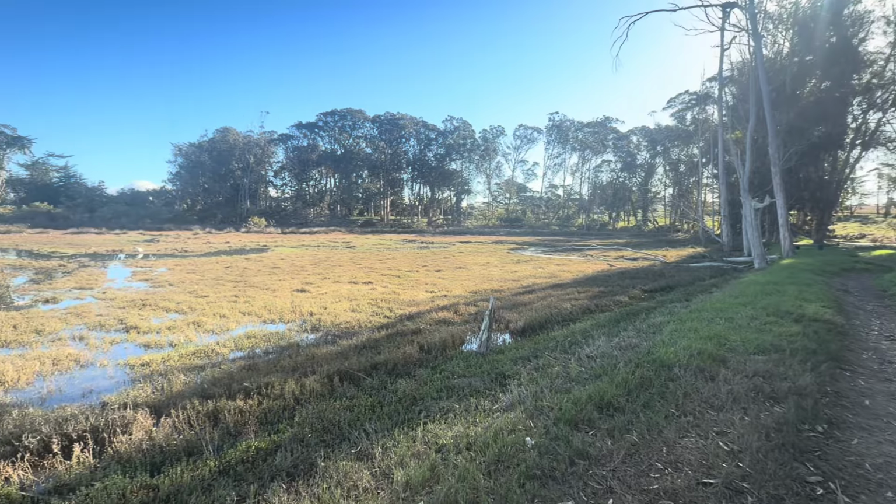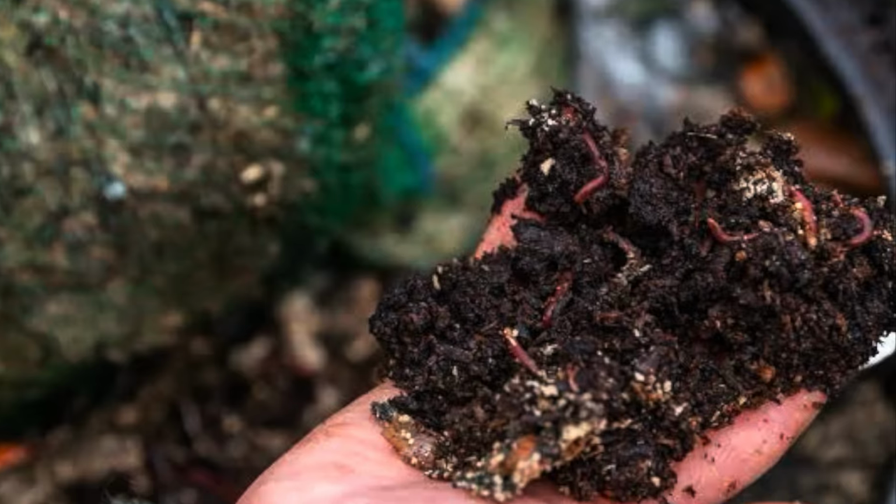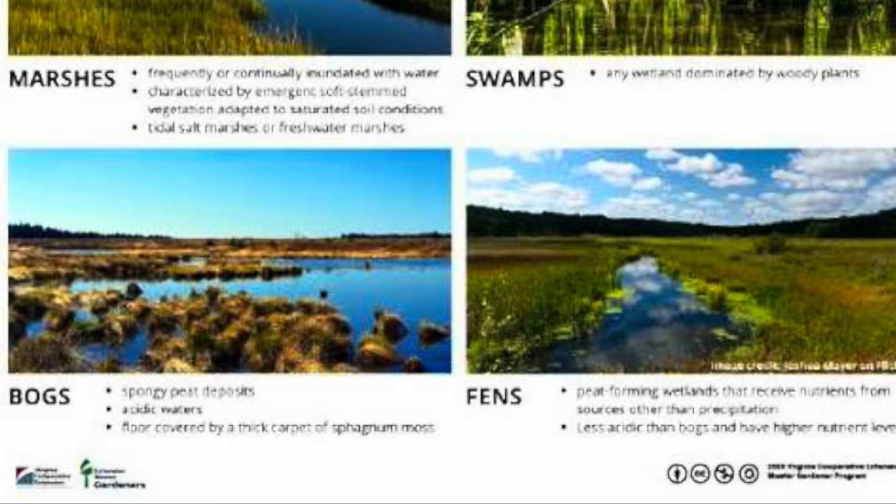Then there are what is called peatlands, which are made of decomposing organic matter, typically plants. This is going to create that squelchy soil. And there are 2 main types of peatlands, which are bogs and fens.